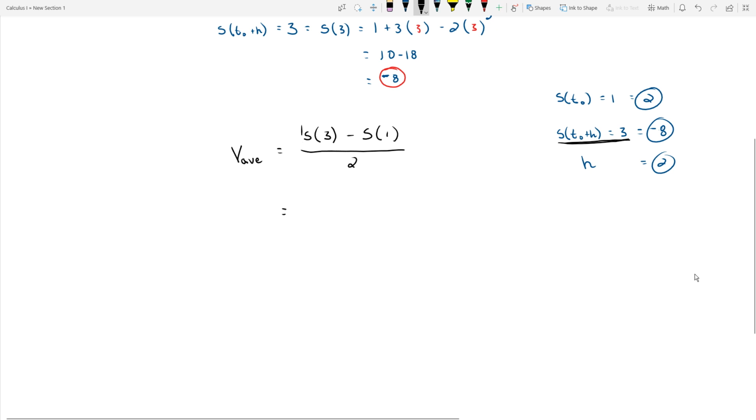Since we've already completed this function, meaning that we're going to input 3. We did that, and we got -8. And then s at t sub 0, which is 1, we plugged that into our function, and we got 2. And we found that h is going to be 2 as well. So that ends up being -10 over 2, which is going to give us -5.